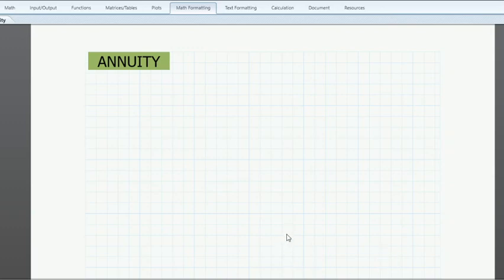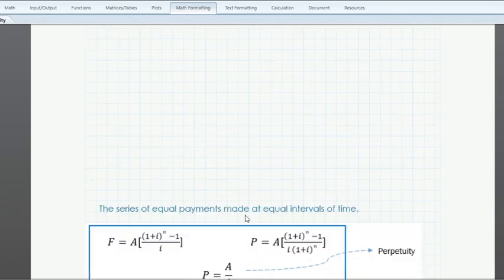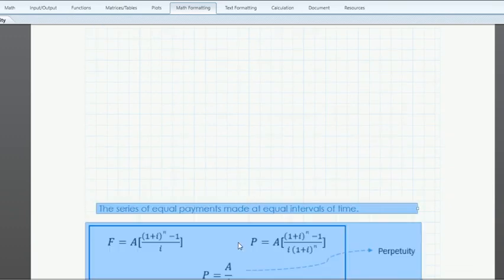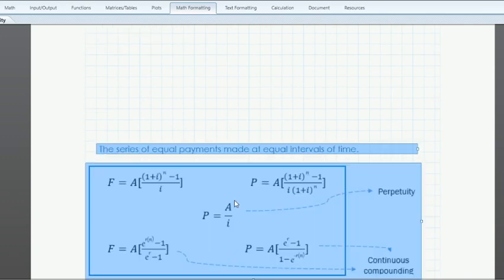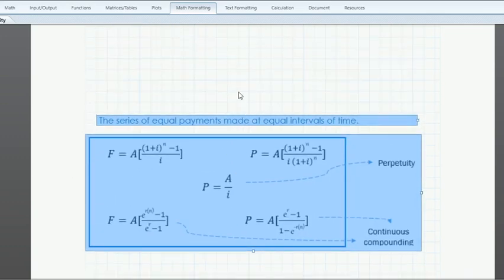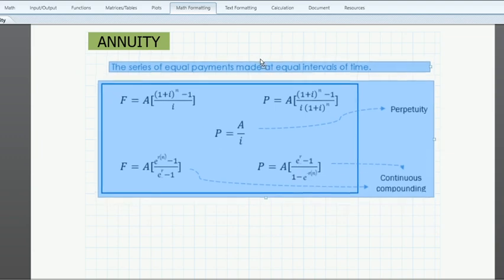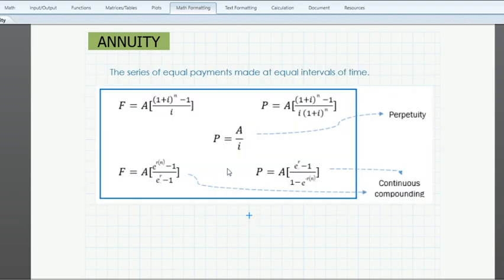So don't worry, we have formulas that you can memorize in order to solve those kind of problem. Okay? So let me present to you the formulas that we have and also the definition. So, medyo marami tayong formula kapag dating sa annuity.